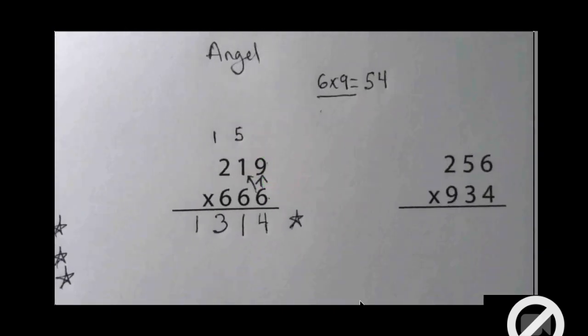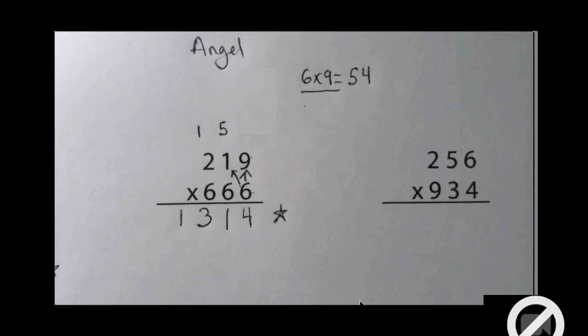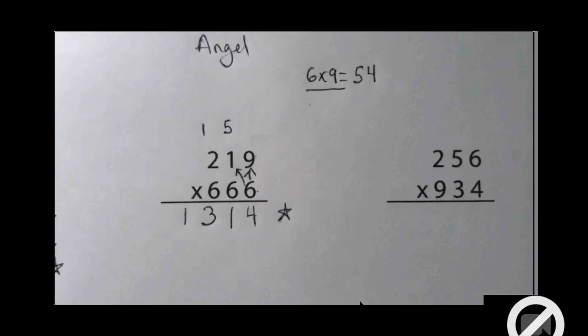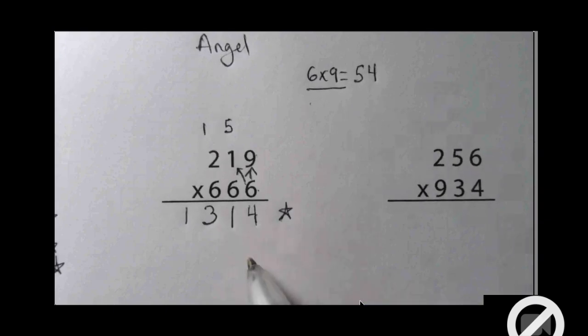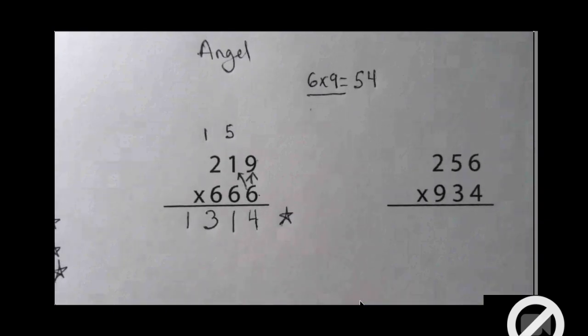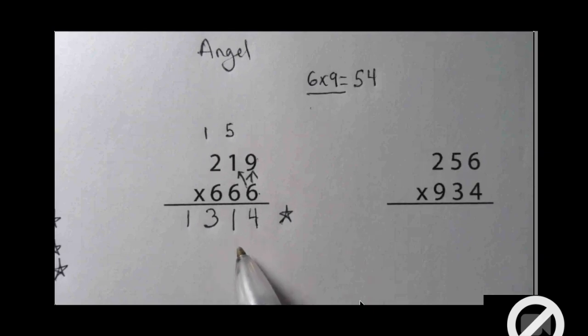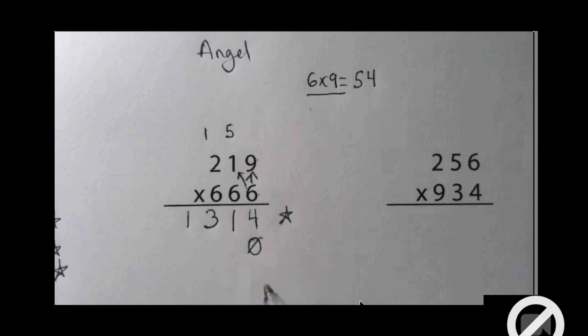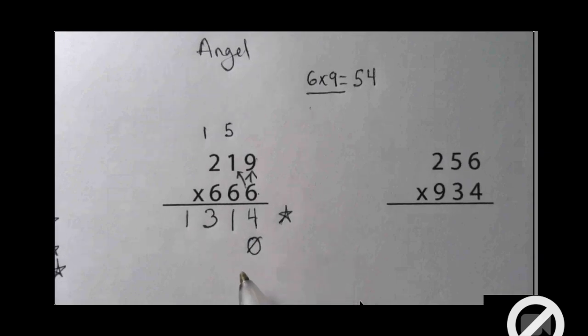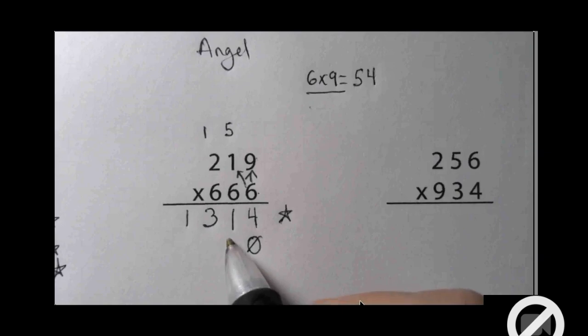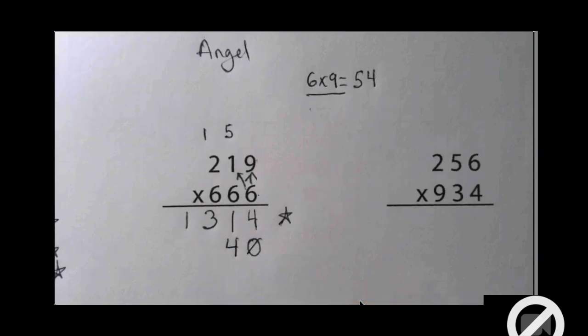Angel, thank you so much. Can you continue? What do you do next? 6 times 9. And 54. So where do I write the 4? A 0 first. Yes, sir. Then the 4 beside the 0. Okay. And carry the 5. All right, I carry the 5. Then what do you do next, Angel?